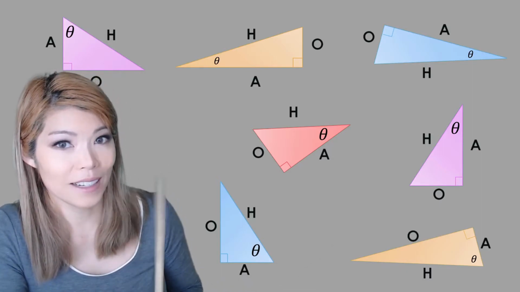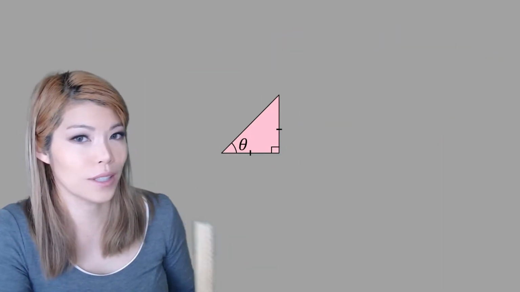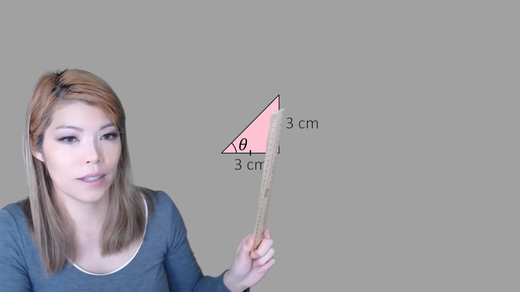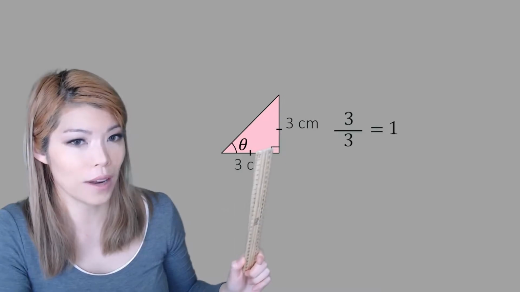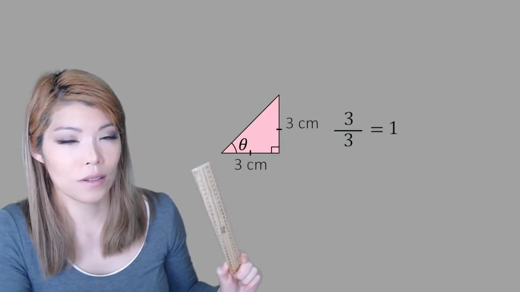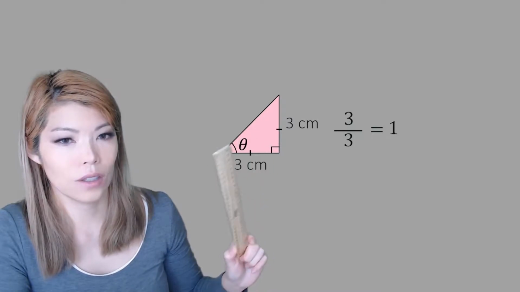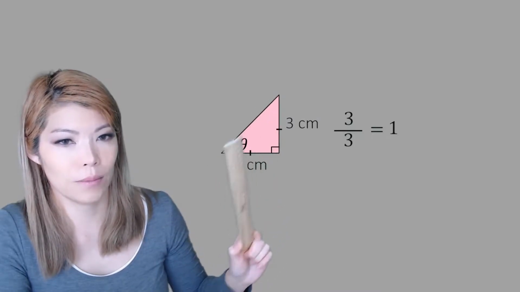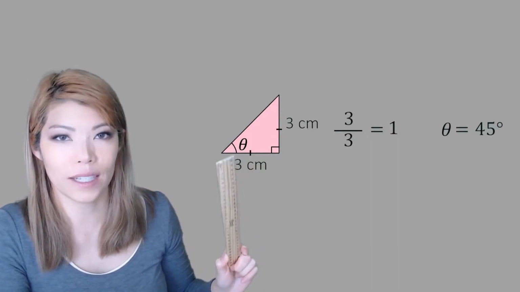Did you get them right? I hope you did. Let's have a look at some ratios this time. Here we have, let's say, 3 centimeters and 3 centimeters. The ratio of the two sides will be 1. And we know that the angles of a triangle add up to 180, and this one is 90. So these two have to add up to 90. And because they're the same size, that one's going to be 45 degrees.